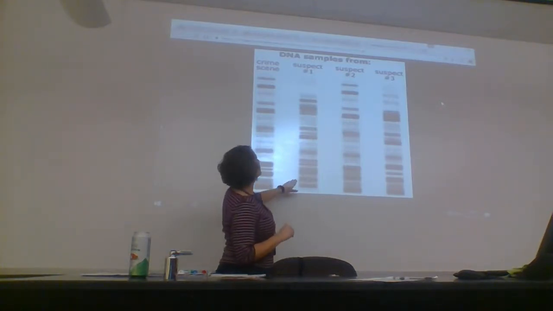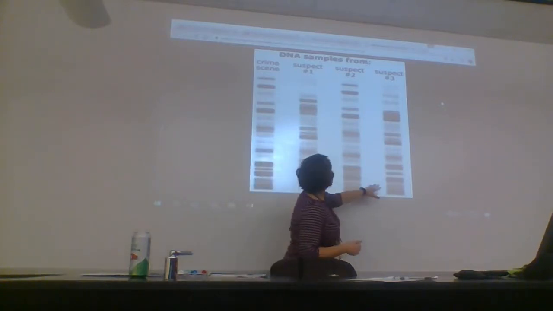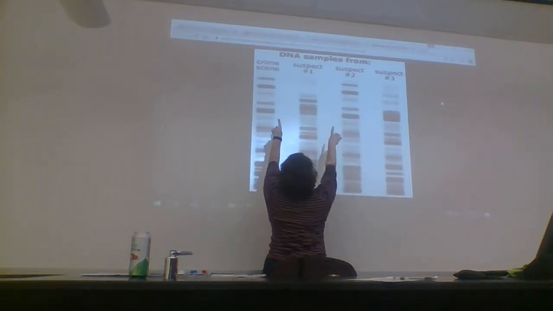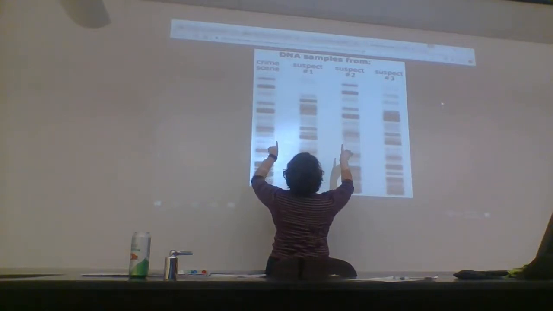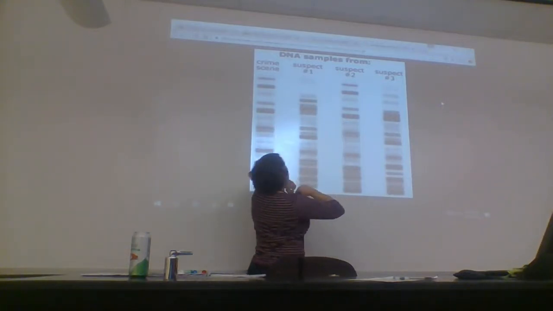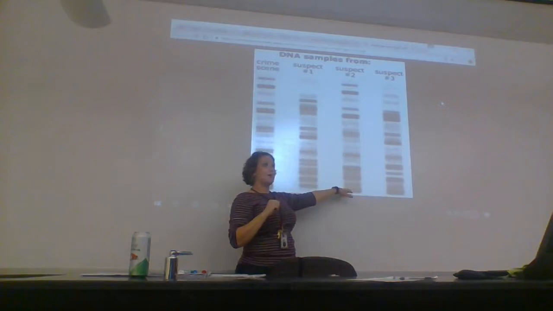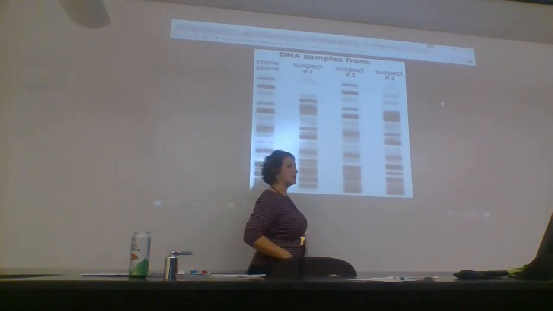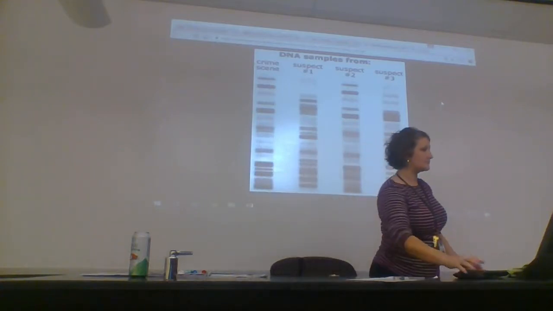So that's not going to work. Suspect 3 doesn't quite work either, but when you look at suspect 2, you can see the banding patterns on both of these line up exactly. Because the only way that we can get the exact same banding pattern is if it comes from the same person. Okay. So that's how that works.